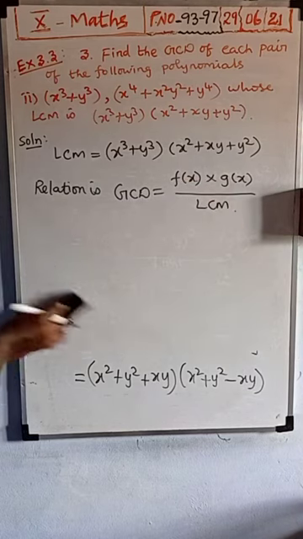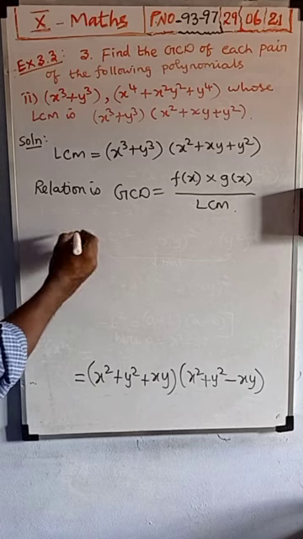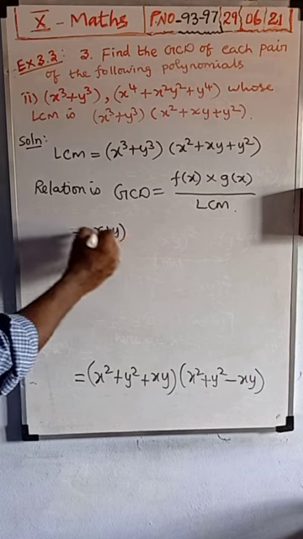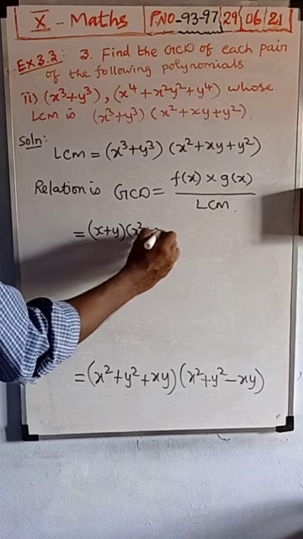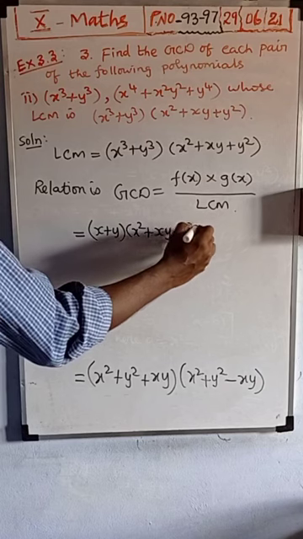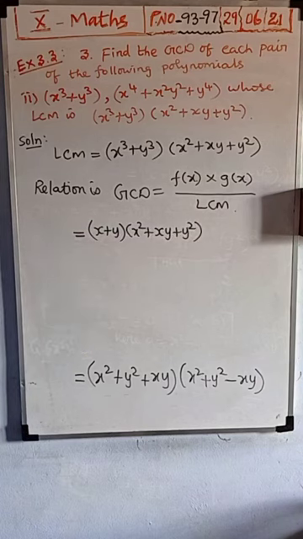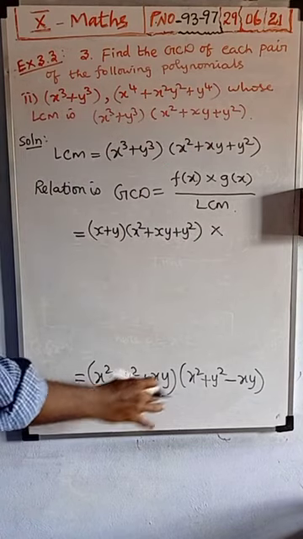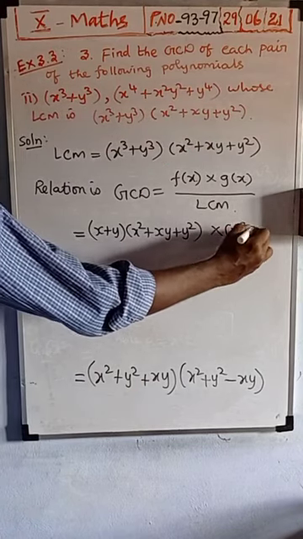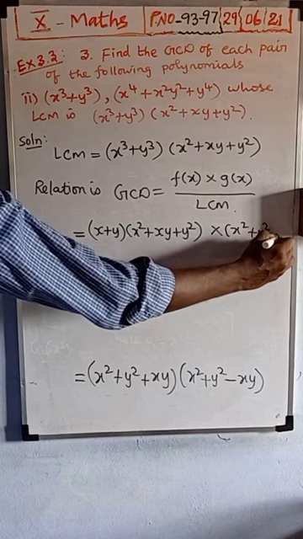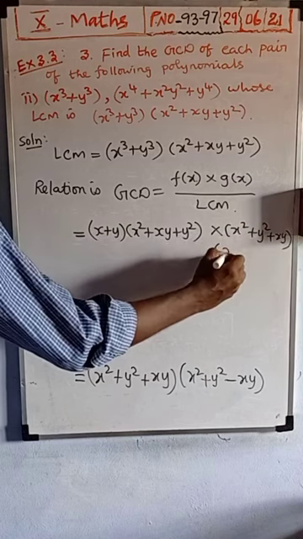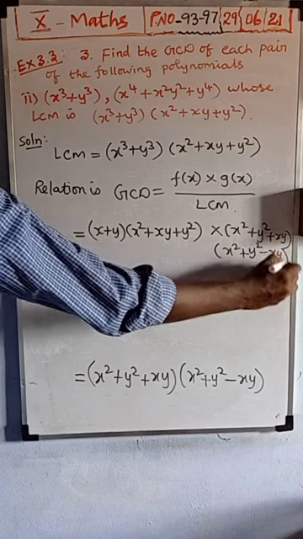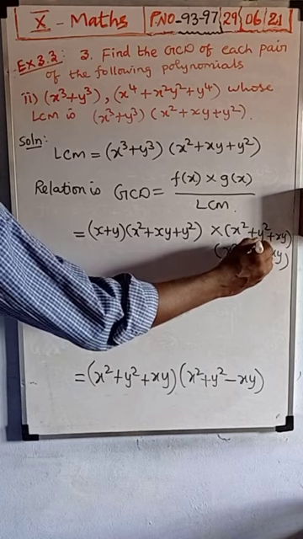What is f of x? What is g of x? So f of x is x plus y into x square plus xy plus y square. Yes, this is f of x into g of x. The factor of g of x, which I got now, is x square plus y square plus xy into x square plus y square minus xy. Okay, this is the factorization of g of x.